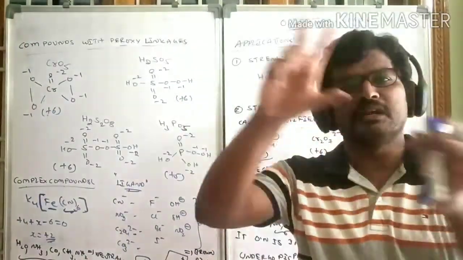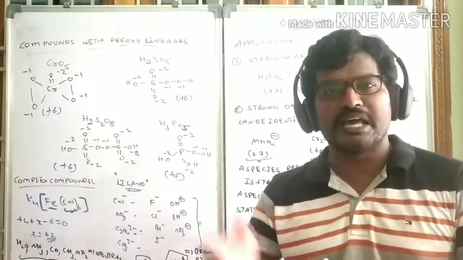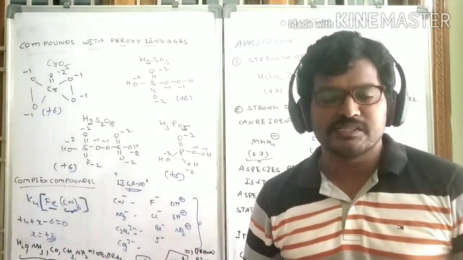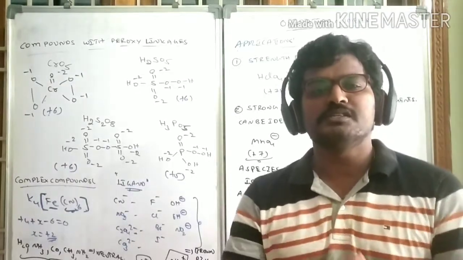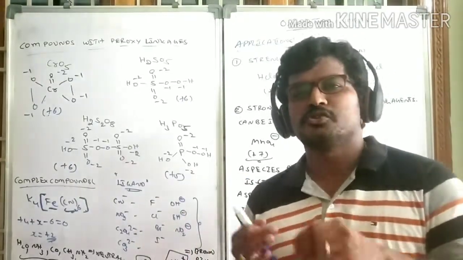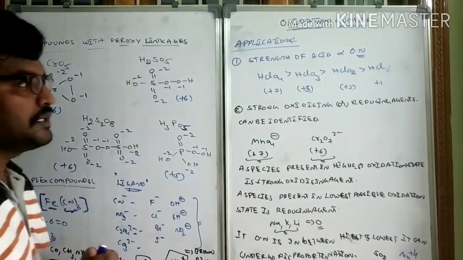If the oxidation number increases, it means it is an oxidation reaction. If the oxidation number decreases, it means it is a reduction reaction. If both are happening, it means it is a redox reaction. So you can easily identify oxidation and reduction reactions.